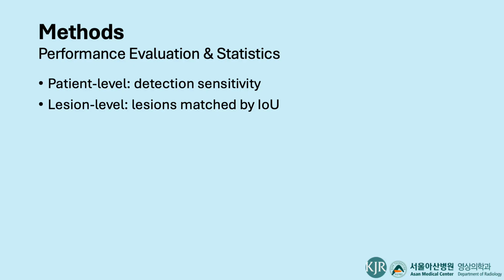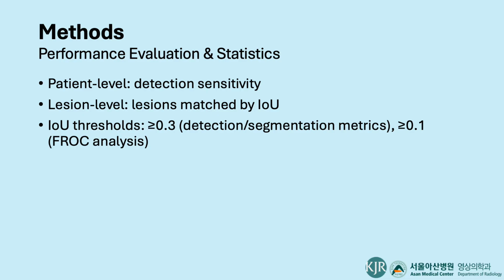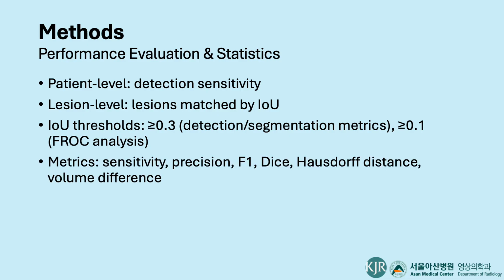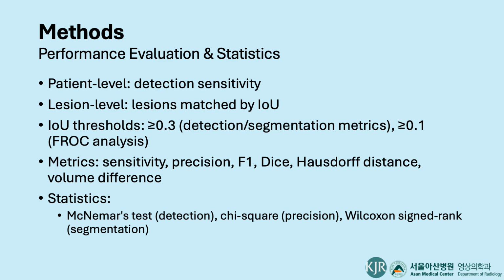We evaluated performance at 2 levels. At the patient level, we measured detection sensitivity, and at the lesion level, we matched predicted lesions to ground truth using intersection over union, or IOU. We applied an IOU threshold of 0.3 for detection and segmentation metrics and a more lenient 0.1 for the ROC analysis. Our metrics included sensitivity, precision, F1, Dice, Hausdorff distance, and volume difference. Statistically, we used McNemar's test for detection, the chi-square test for precision, and the Wilcoxon signed-rank test for segmentation quality.